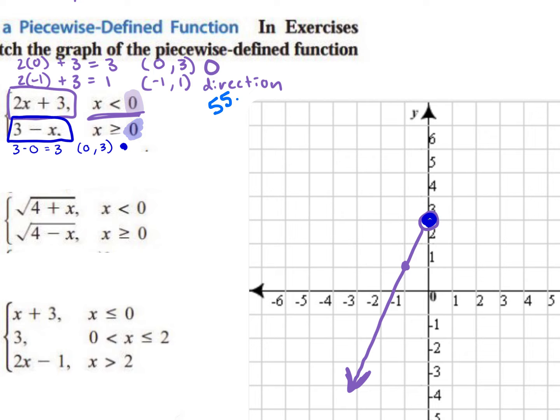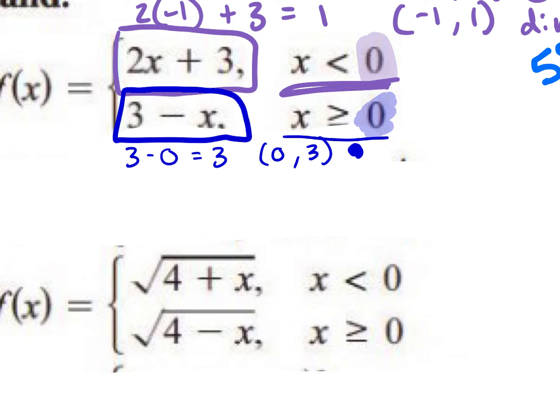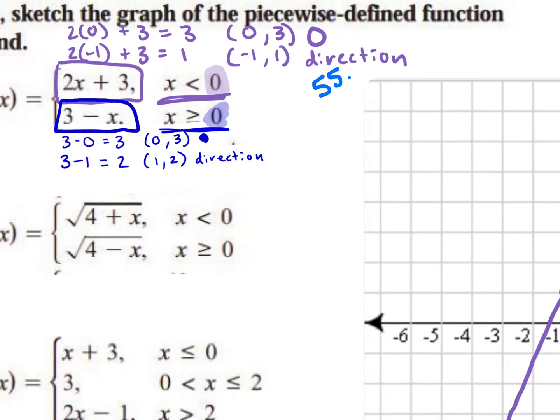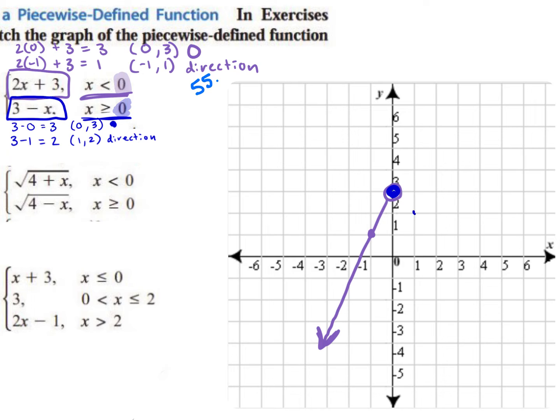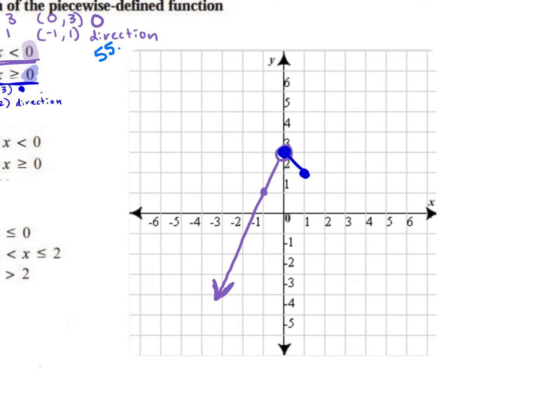What's another point I can plug in? 1. Anything that is greater than 0. So let's plug in 1. 3 minus 1 would be 2. So I plugged in 1 and got 2. Now this second point just tells me the direction, so it's not going to matter if it's an open or closed circle. It's just going to go through that point. So I go to the right one and up 2, and then I connect these 2 points with a line.